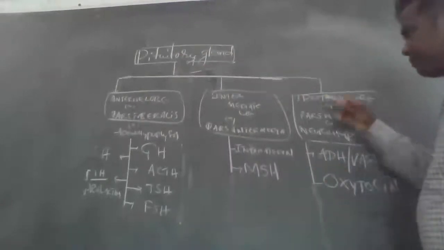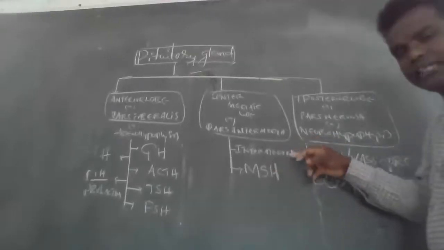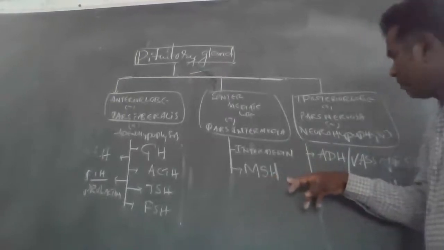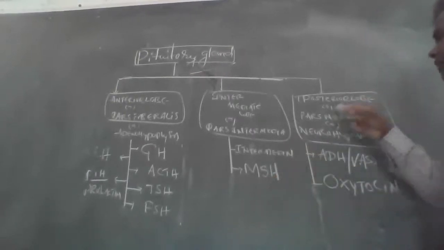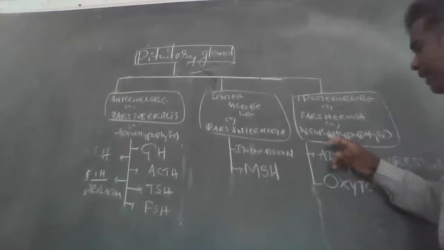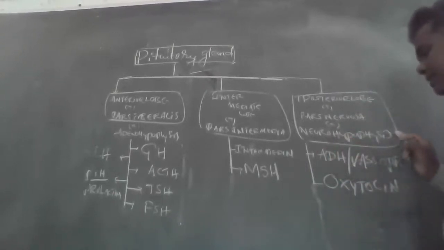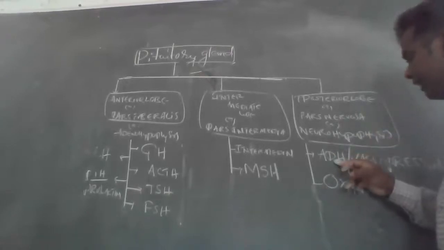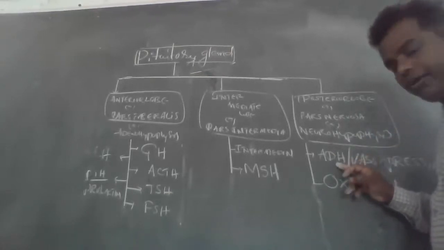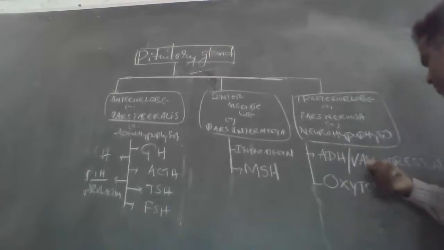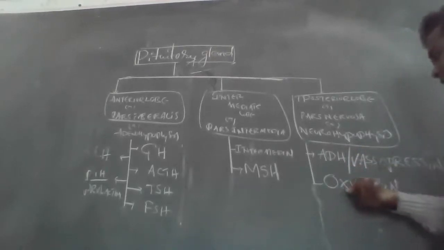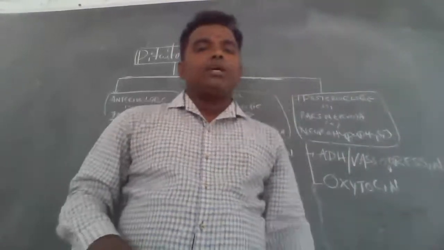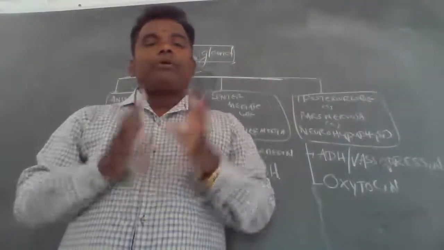Now, the intermediate lobe hormones are intermedin and MSH. MSH means what? Melanin stimulating hormone. And the posterior lobe is called pars nervosa, or neurohypophysis. It releases ADH, which is anti-diuretic hormone, also called vasopressin, and one more hormone, oxytocin. This is the flow chart of the pituitary gland.